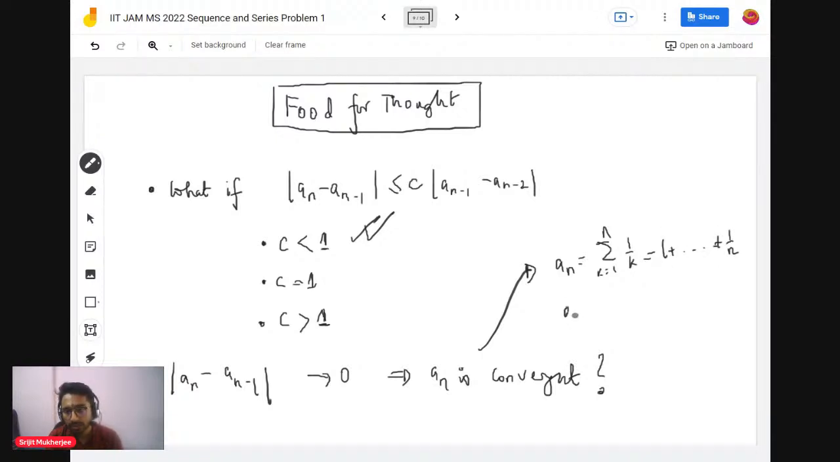So observe that an minus an minus 1 is nothing but 1 by n, right? Because 1 by n is added every single time. So observe that an minus an minus 1 is going towards 0, but an is not convergent. An is increasing. You know that this is called a harmonic sum, and this harmonic sum diverges, right? So an is diverging, but the consecutive difference is decreasing.